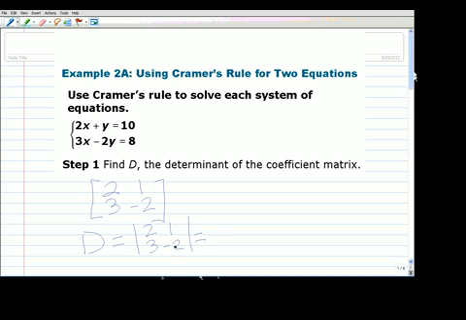So for the determinant, we take the first diagonal, multiply those together, then we subtract the product of the other diagonal. So here we get -4 minus 3, and that equals -7. -7 is not equal to 0, it's non-zero, therefore the system is consistent, and there will be exactly one solution.